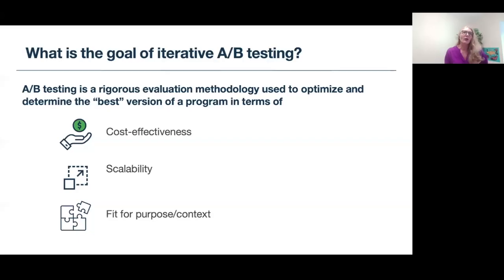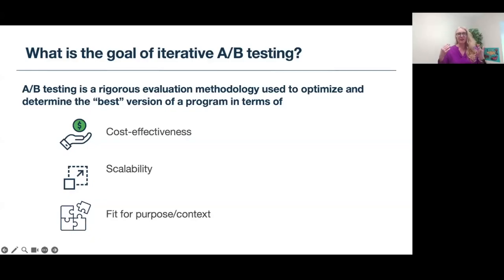So what's the goal of A/B testing? Well, first of all, it's for implementation research, right? This is a tool for program improvement. The use case here is optimizing or trying to determine the best version of the program.